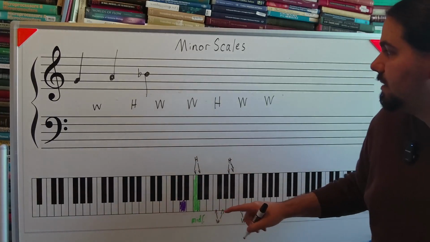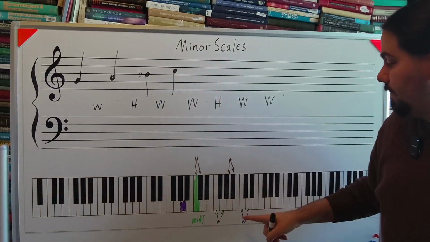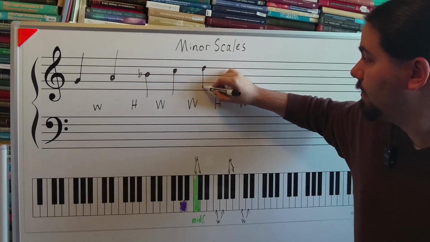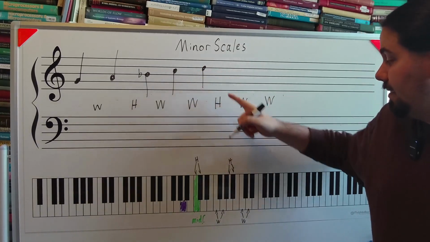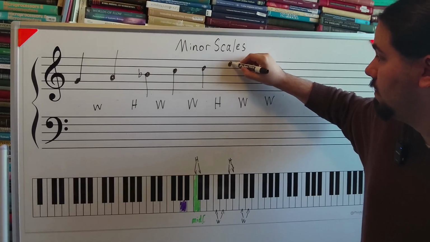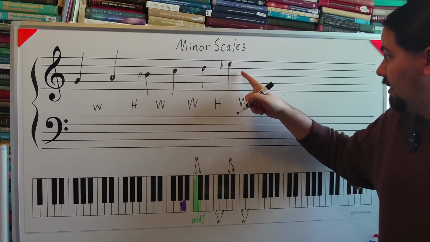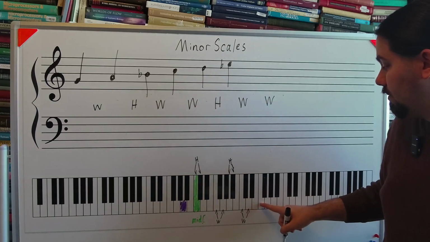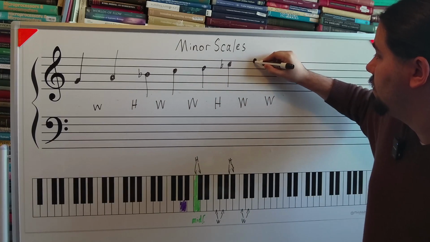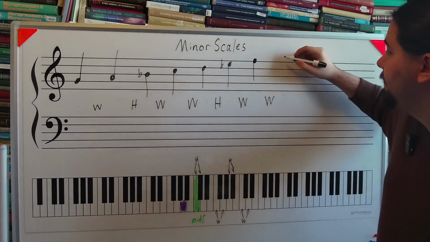Oops. C. Whole step up from C, D. Half step up from D, which is E flat. Whoops, sorry. Write the flat. And then we need a whole step up from E flat, which is F. There we go, F. And finally, whole step up from F, G.